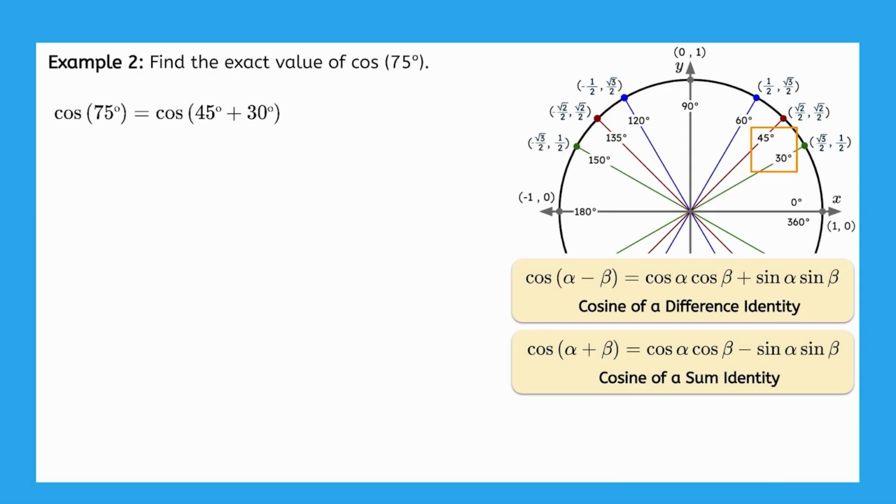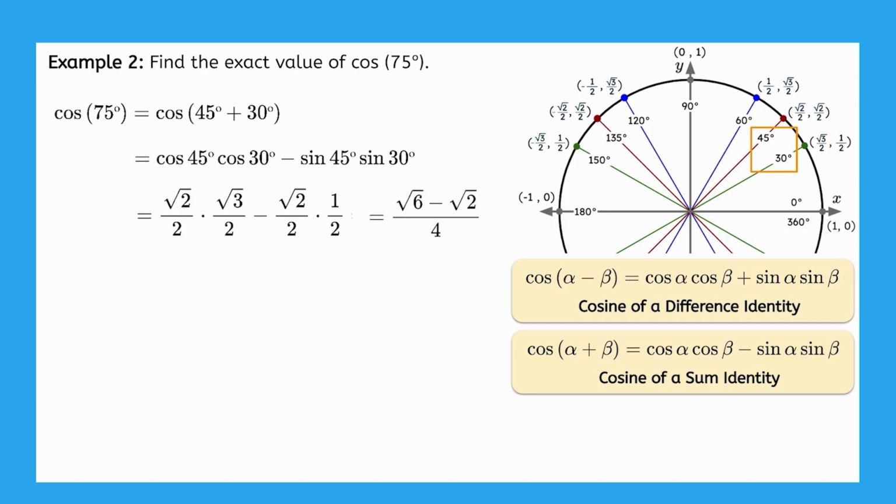Applying the identity, we get cosine of 45 degrees times cosine of 30 degrees minus sine of 45 degrees times sine of 30 degrees. We can evaluate all these with the unit circle, and when simplifying the results, we end up with square root of 6 minus square root of 2 all over 4.